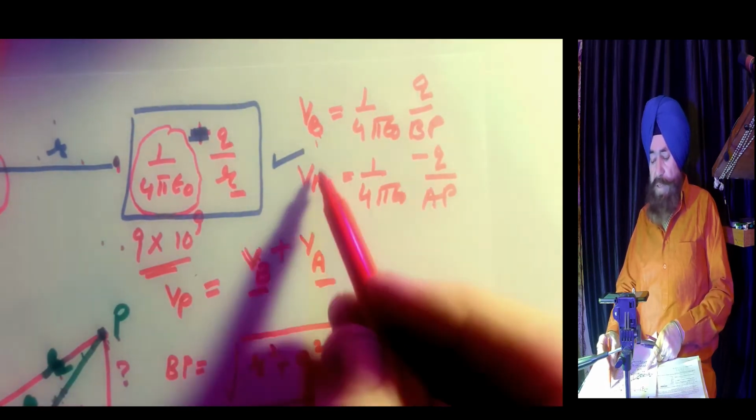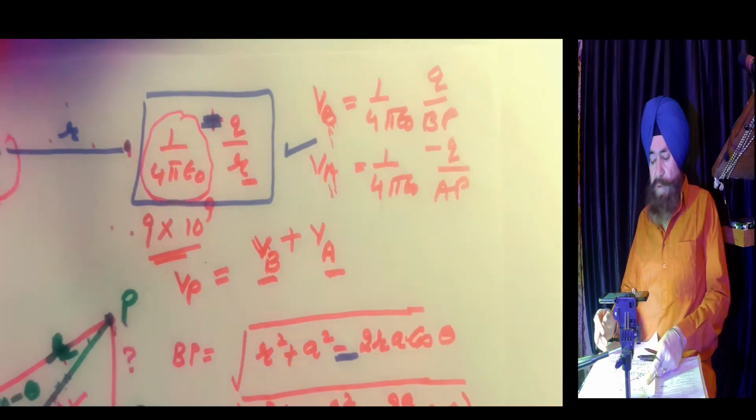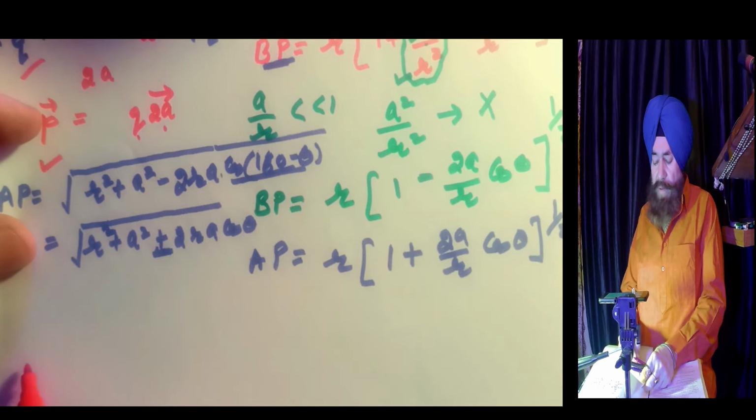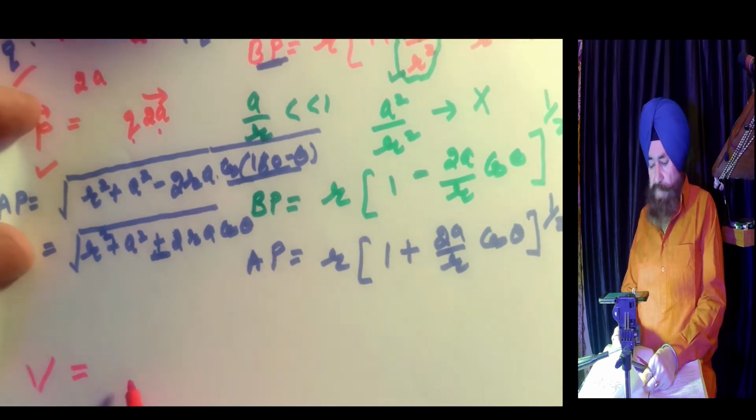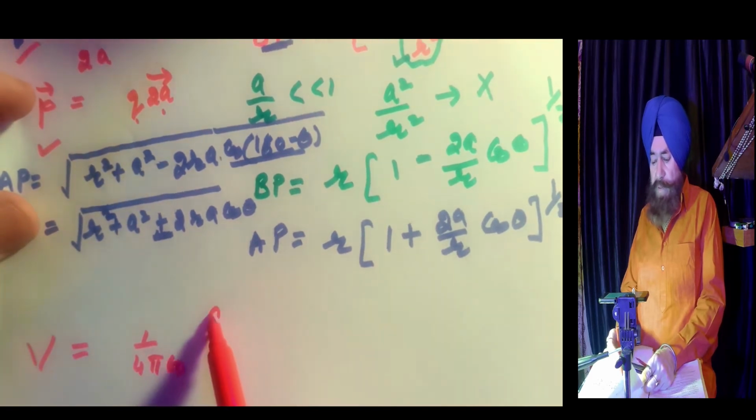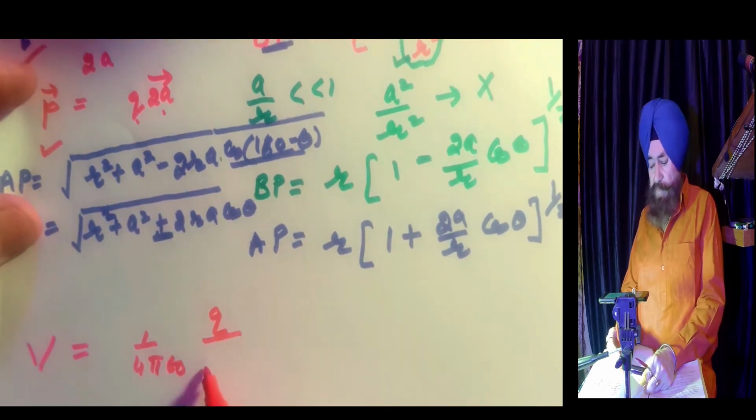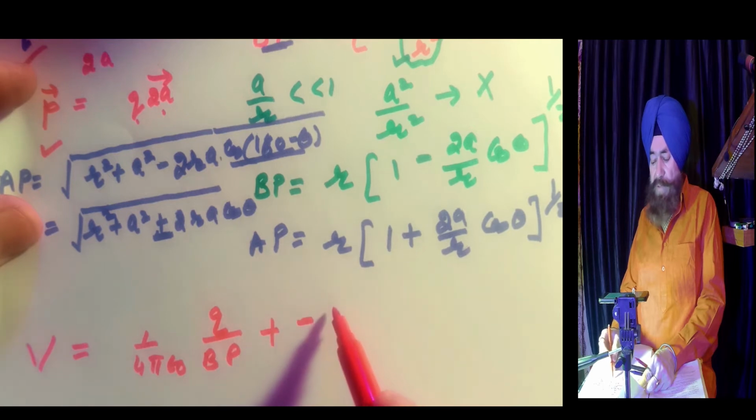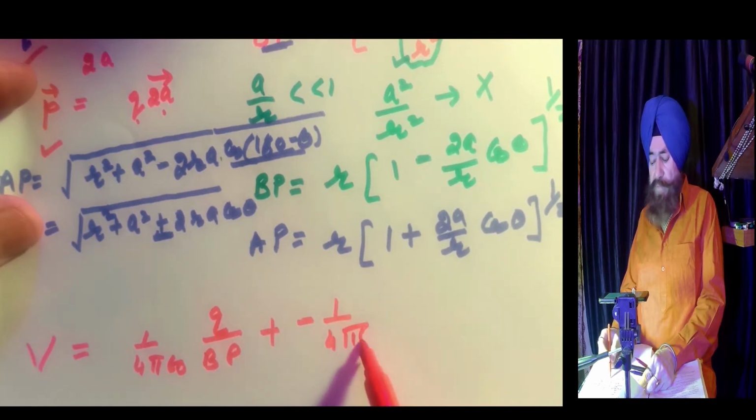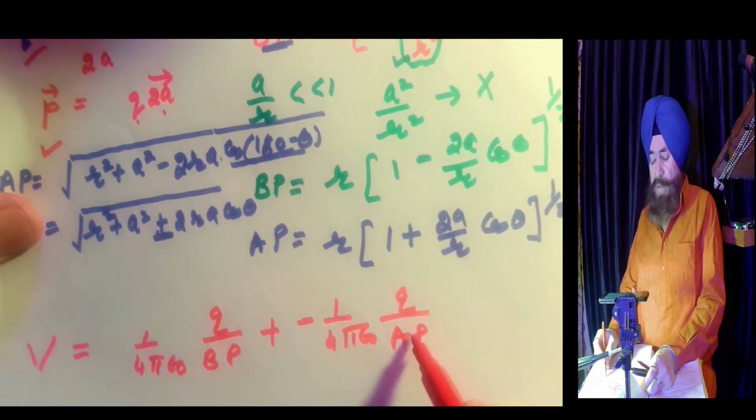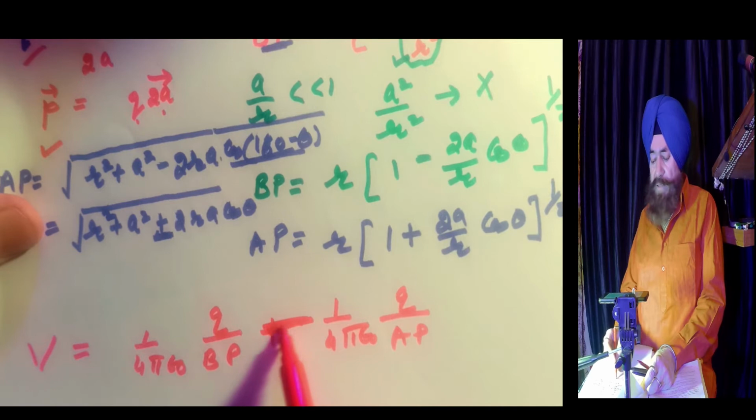Now just take the sum of the two. So the total potential becomes constant Q upon BP, plus, and minus because of the negative charge, constant Q upon AP. Plus into minus, this is minus.